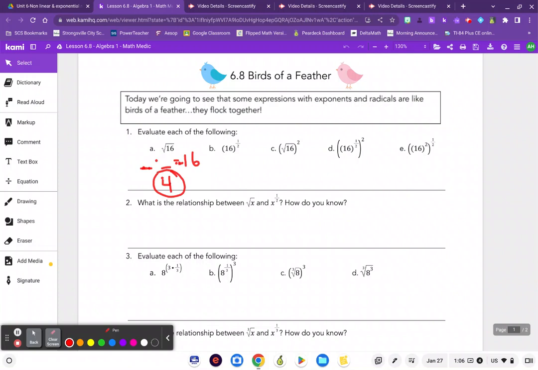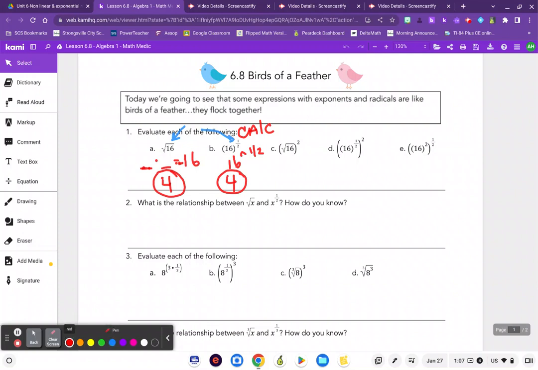Now, I'm not really sure what this 1/2 means, and so I'm going to go ahead and type this in my calculator. When I type this in my calculator, remember you have to do 16, that little caret key, and then 1 divided by 2. And when you do that, you also get 4. Well, that's curious. This square root and this exponent of 1/2 give me the same result. Okay, so let's do the next one.